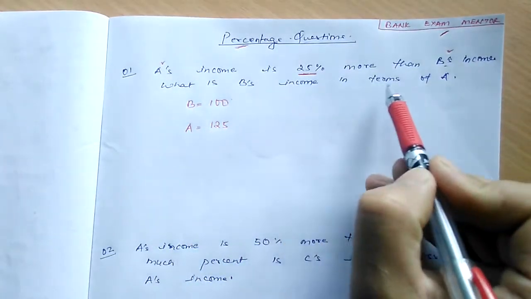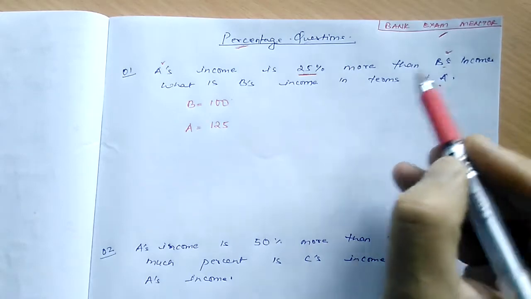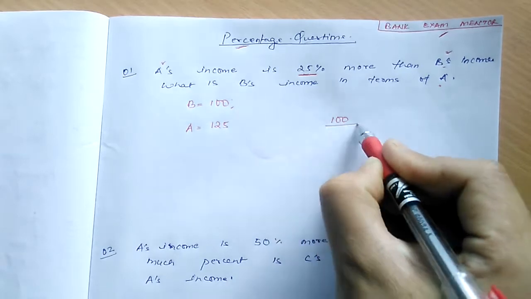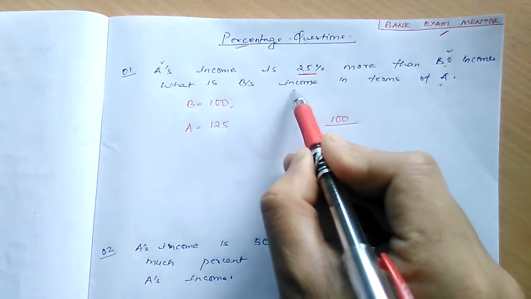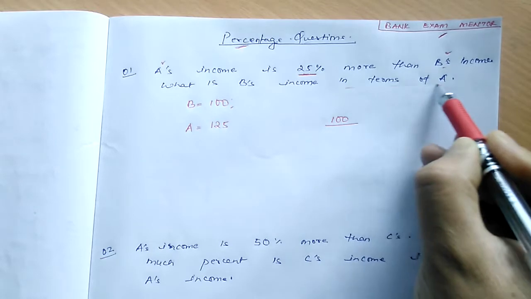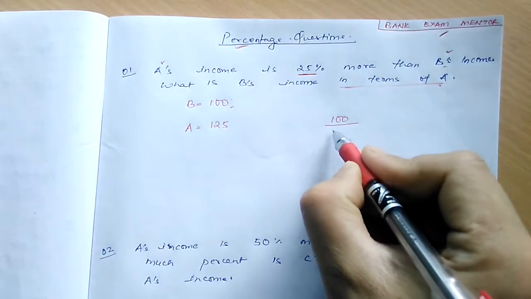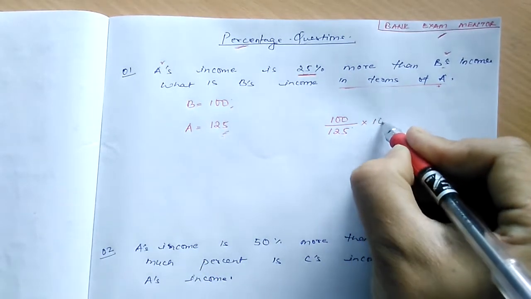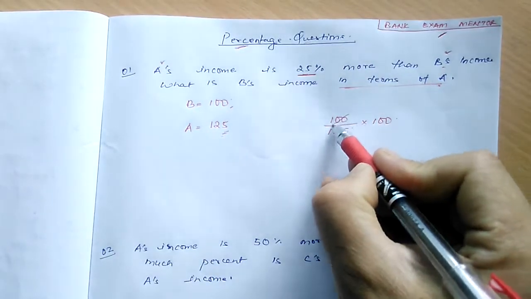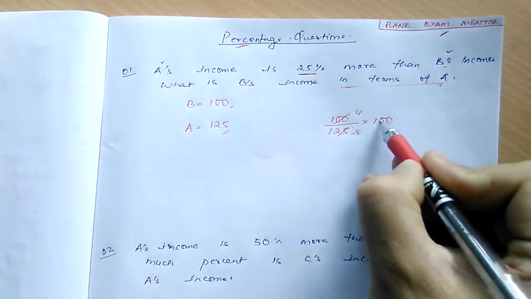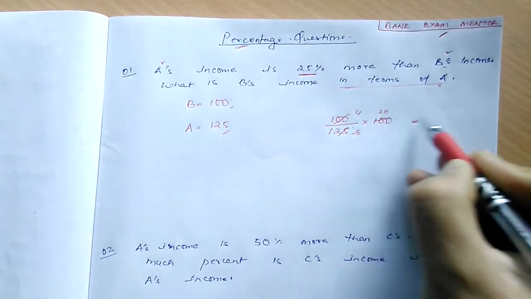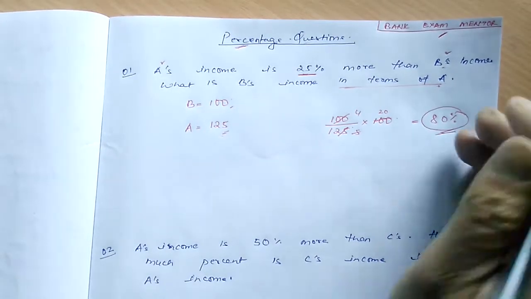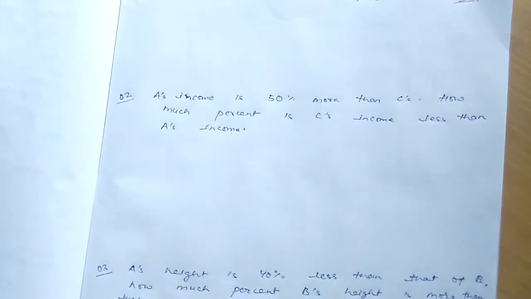What is B's income in terms of A? So B's income is 100, and the question asks us to find B's income in terms of A. So we have to divide by 125, that is A's income. So this is percentage, 100 by 125 into 100, 4 by 5 into 100, and this is equal to 80%. Next question.